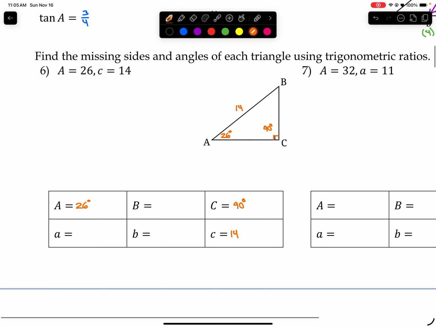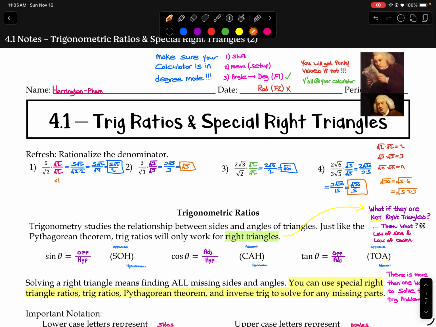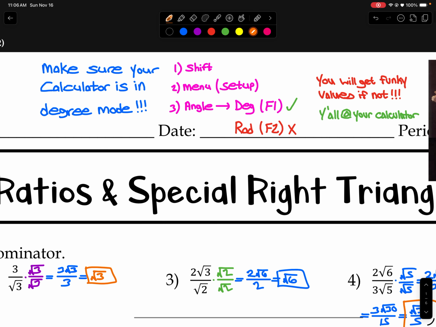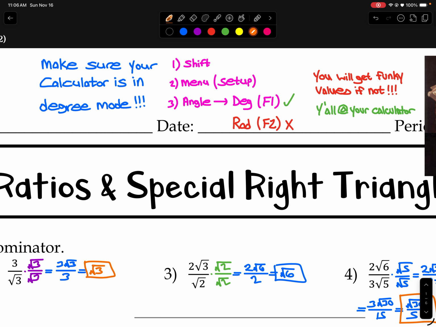Okay, now before I move on, I'm actually going to reference what I have at the very top of the screen, because this is some really important information. Ideally I would have done this on paper, but it's okay. So I just wrote down the calculator steps. When you're doing these values on your calculator, you have to make sure that you're in the correct mode.